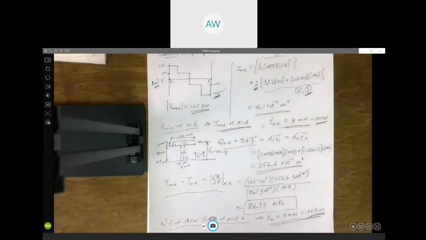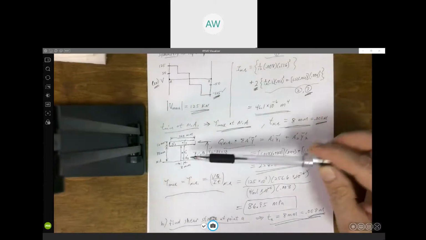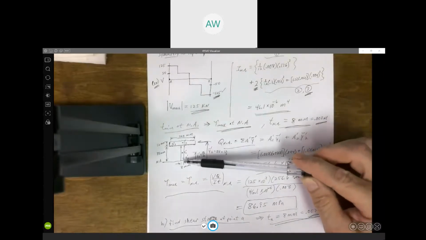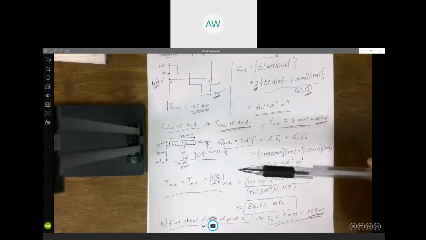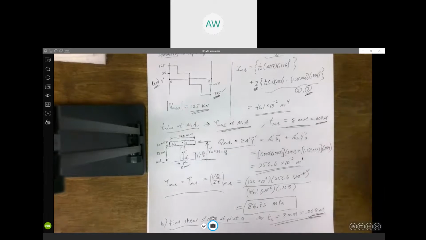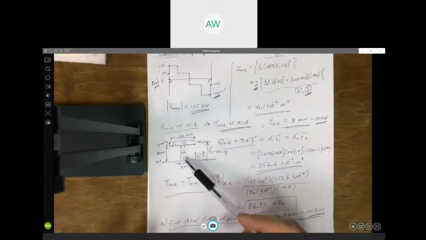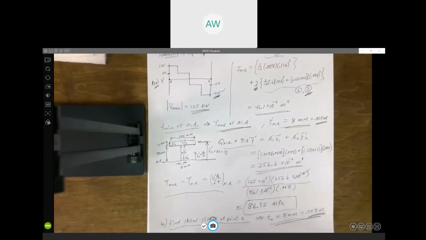All right, so what we're going to do is, instead of using all the area above the neutral axis, we're just going to use all the area above point A. That's how we get Q at point A, is we use all the area above that point. And so Q is going to be smaller. Obviously, it's smaller than at the neutral axis, because there we used all the area.